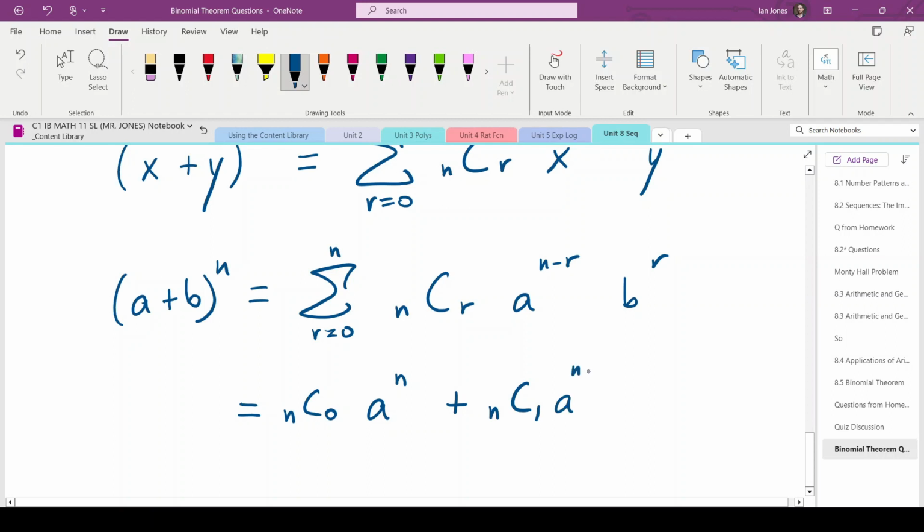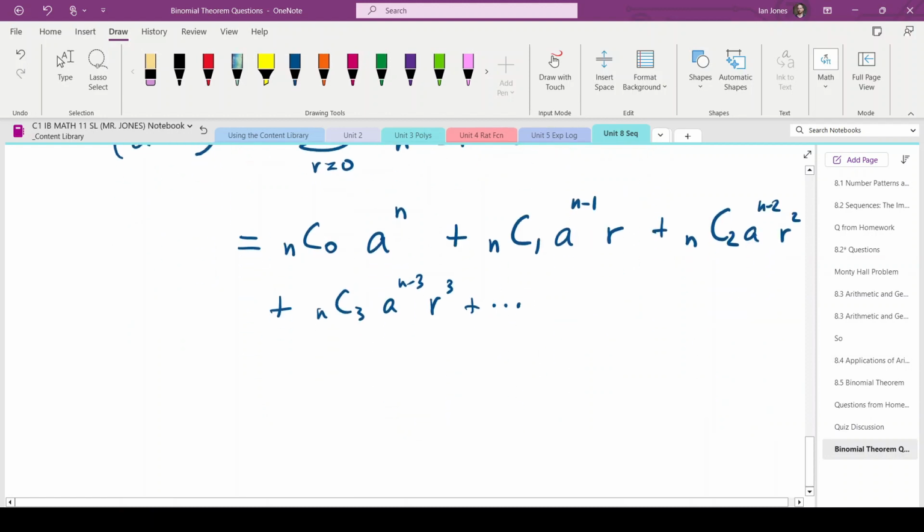a to the n minus 1, b to the 1. Plus n choose 2, a to the n minus 2, b to the 2. Plus n choose 3, a to the n minus 3, b to the 3. And it's going to carry on with that pattern all the way to the end. Now I'll give a few more terms towards the end.